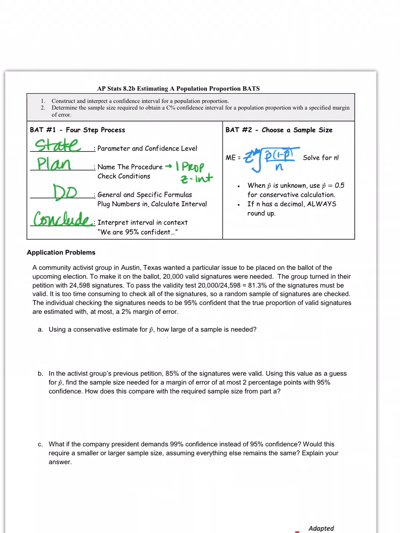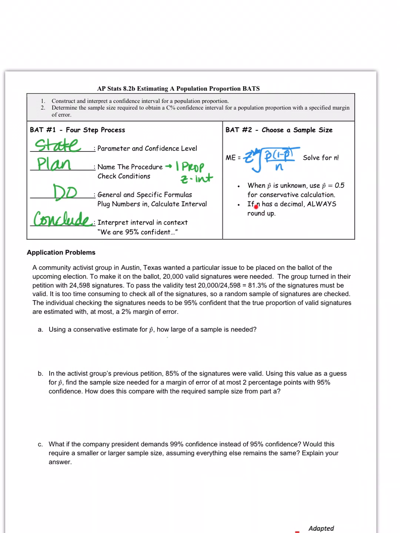So where do you get p hat? Sometimes the question will give you p hat. Sometimes it won't. So what do you do if it doesn't? Well, if it's unknown, we use 0.5. It's a conservative calculation. What it's going to do is make your sample size really large just to make sure you got enough, okay? So if it doesn't tell us p hat, this is what you default to.